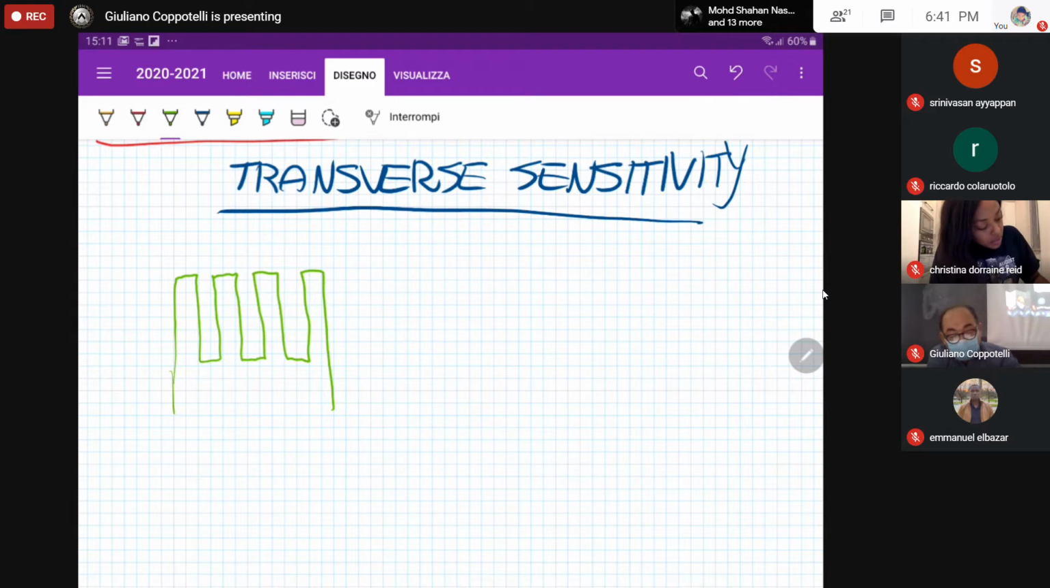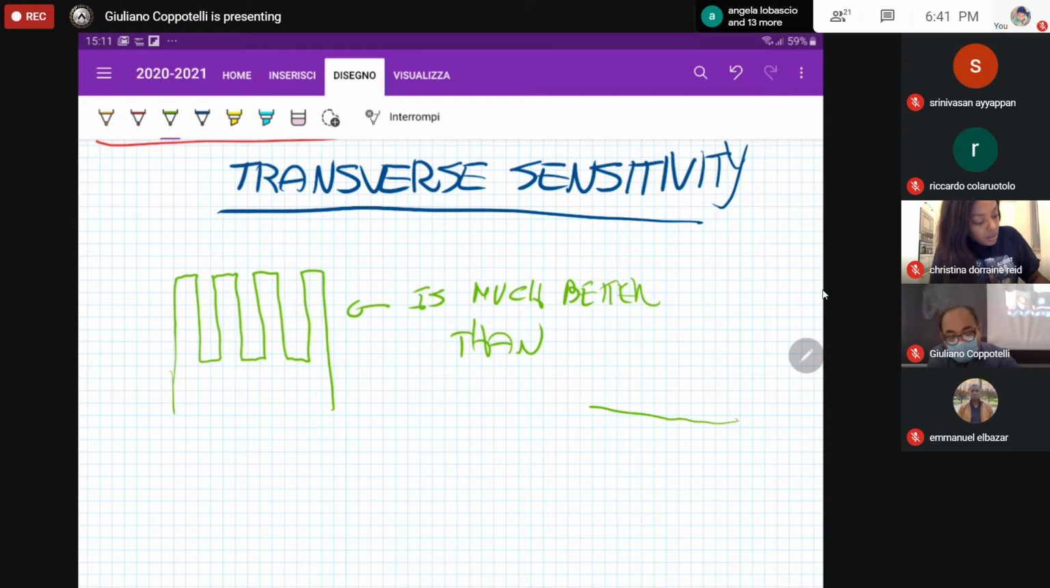This configuration is much better than this configuration if L is the same. Okay, why is it much better? Because we are shrinking everything into a very small portion of the measurement point.